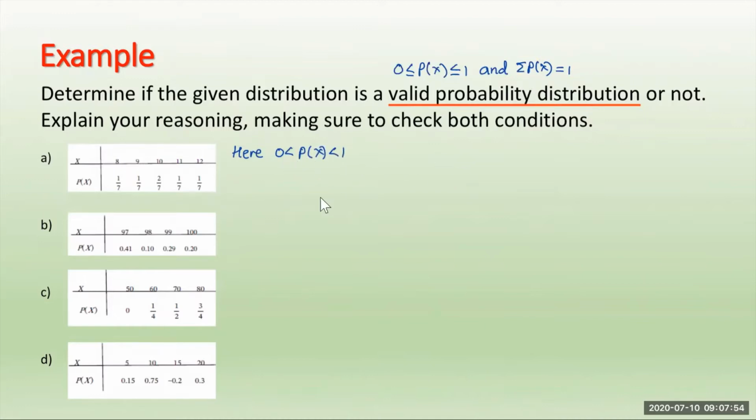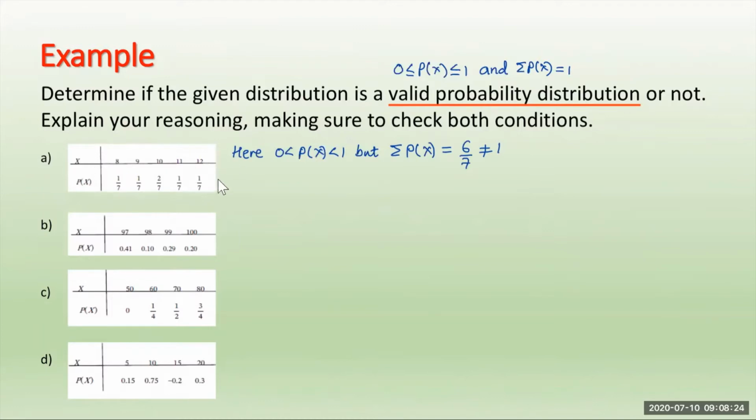Now we have to add and check. If we add 1 over 7, you can see they have a common denominator of 7. In the numerator, we have 1, 2, 2 plus 2, 4, 5, 6 over 7. So the sum of P of X is 6 over 7. It is not equal to 1. 7 over 7 is 1, but 6 over 7 is not 1. So the first condition is true, but the second condition is not true.